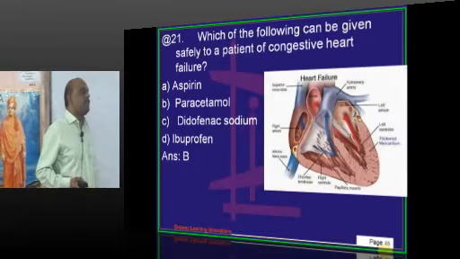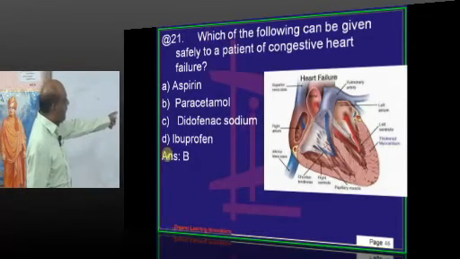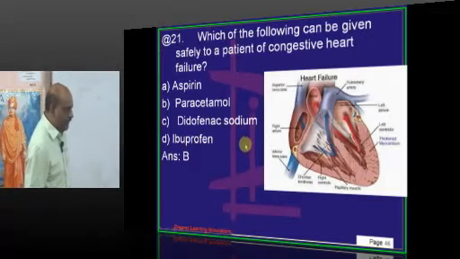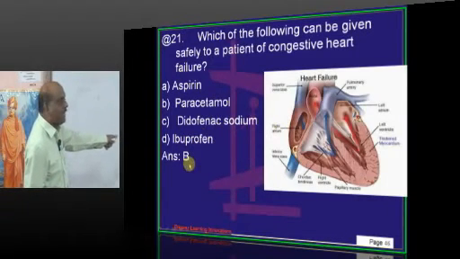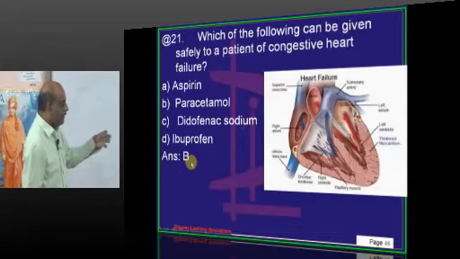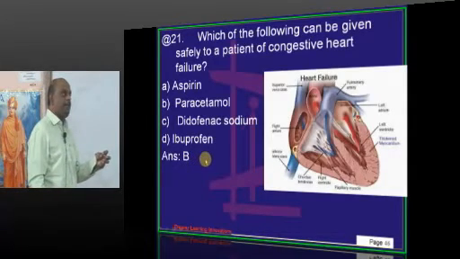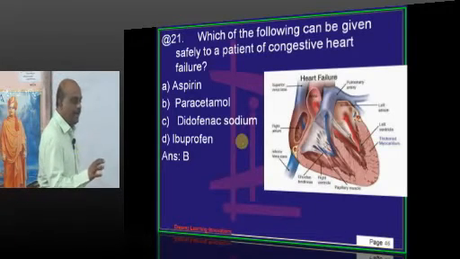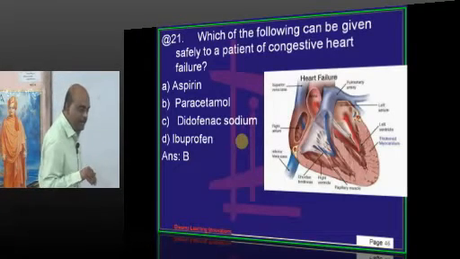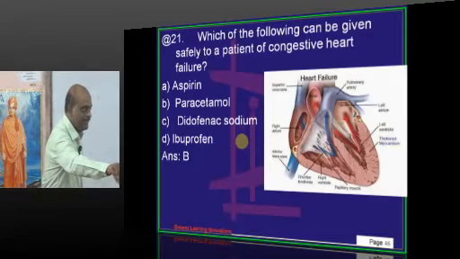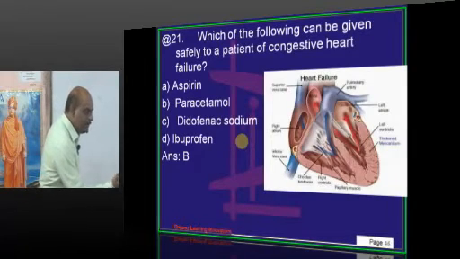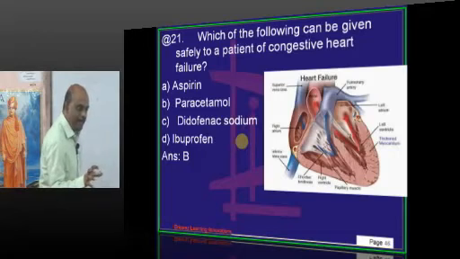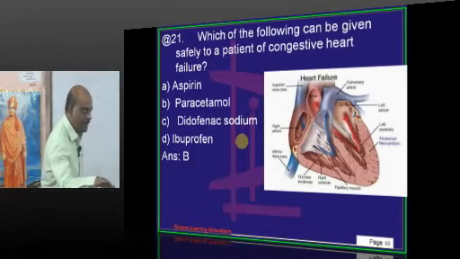Now what are those side effects caused by them? If you give aspirin or ibuprofen or diclofenac sodium, they are all what? Cyclooxygenase inhibitors. They decrease prostaglandin production. Prostaglandins are important for what purpose in kidney? In kidney, prostaglandins stimulate afferent arteriole, increase the blood flow to the kidney. Right? If you decrease prostaglandin production, afferent arteriolar dilatation doesn't occur, and blood flow to the kidney diminishes.